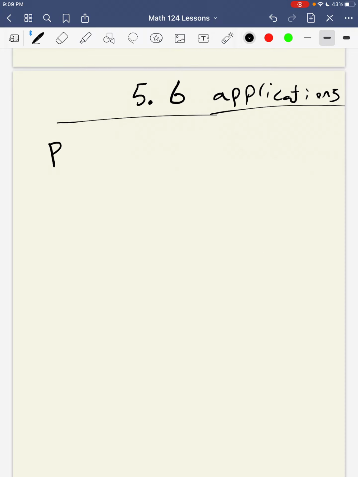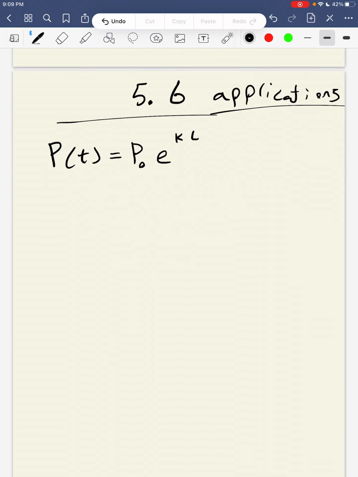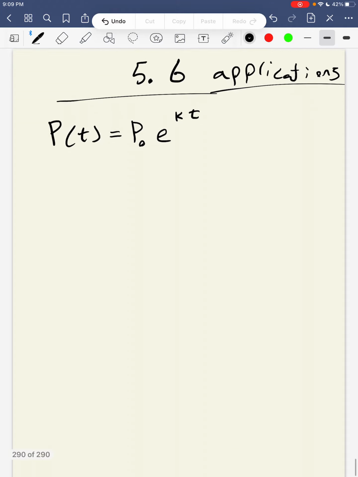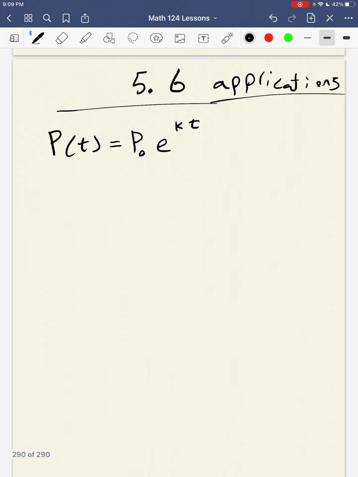So we have a model, say P of t, a function of t, that equals some number P naught times e to the kt, right? Now, this can be used to model how fast things grow or decay, like how fast a chemical decays, or say how fast a population grows. Okay, so the number P naught is the initial amount.